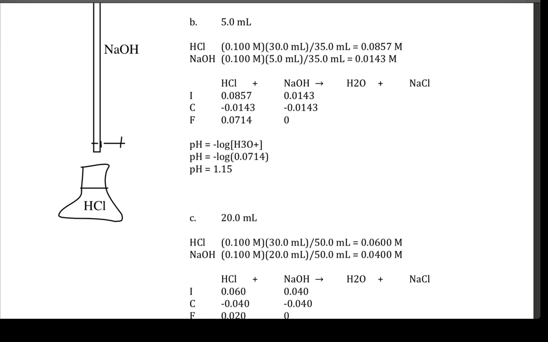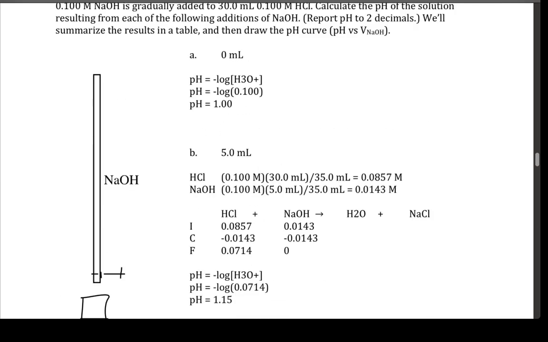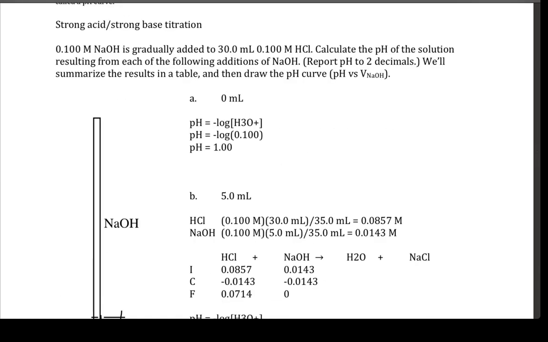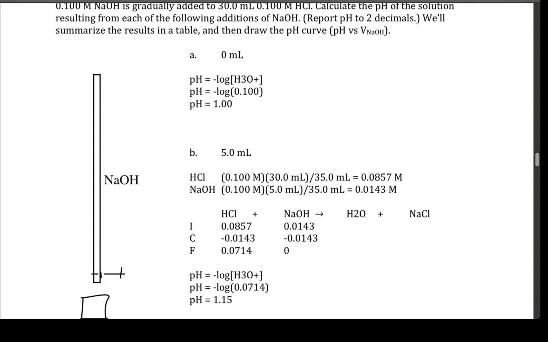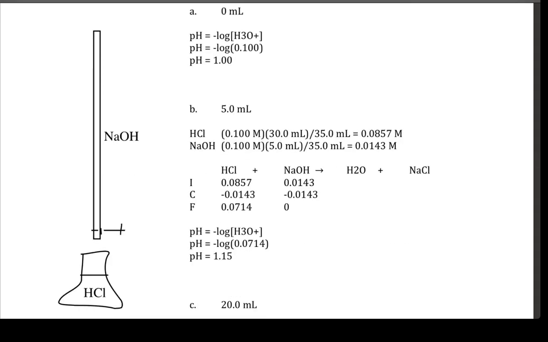Let's call the 0.10 molar concentrations, those that were given up here in our problem, the stock concentrations. And let's call the concentrations that are there right after we've added the NaOH, but right before the reaction has occurred, the initial concentrations.